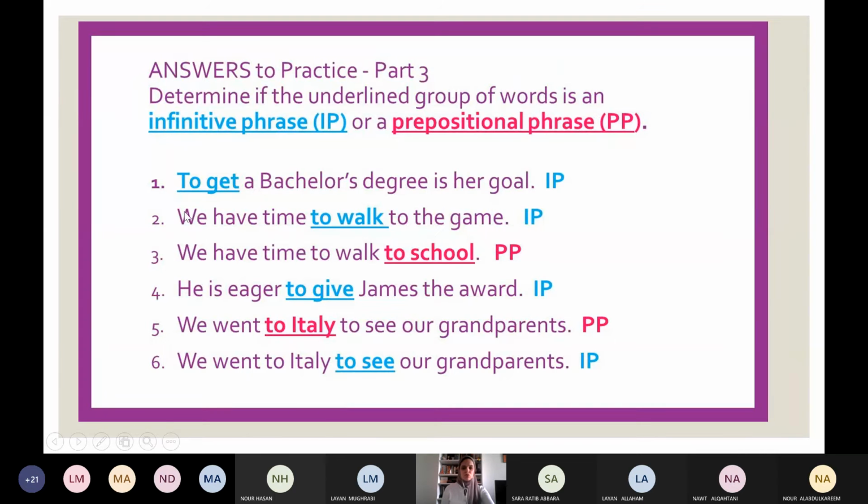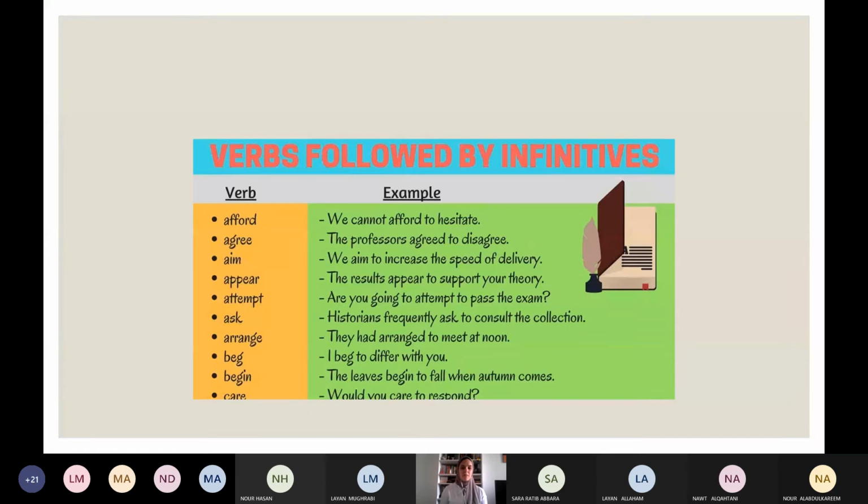Let's answer this. To get is infinitive phrase or prepositional phrase? To get, to plus get verb. Infinitive. Yes, to walk, infinitive. To school, prepositional phrase. Why? There is a noun. School is a noun, not a verb. To plus verb equal infinitive. To plus verb, infinitive. That's it.